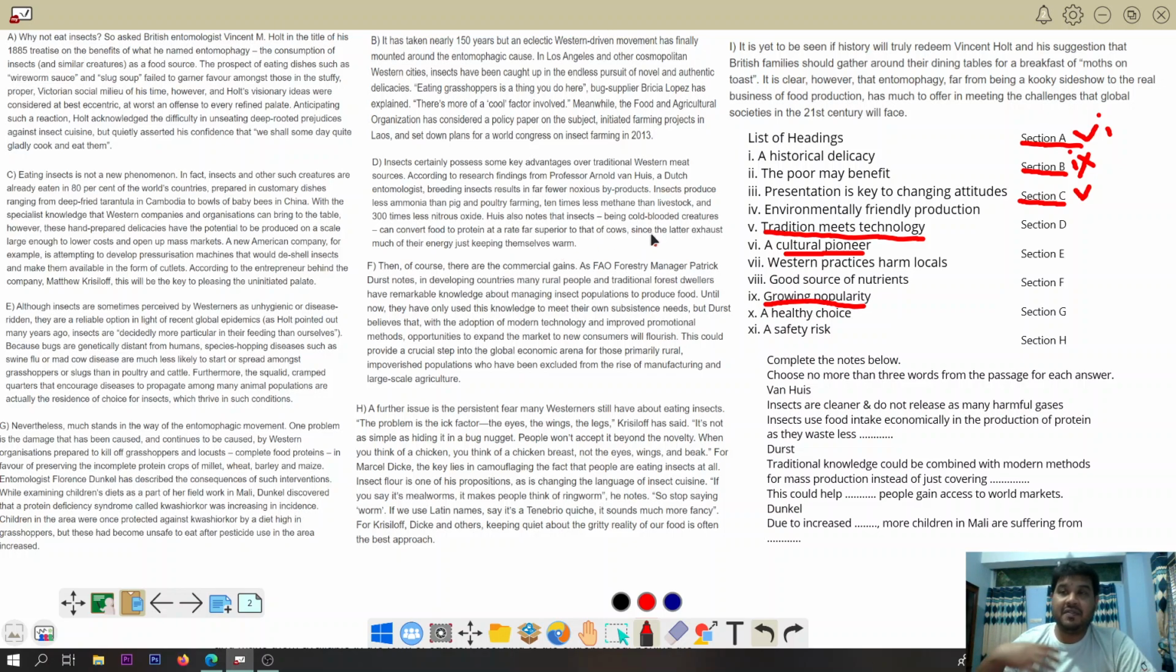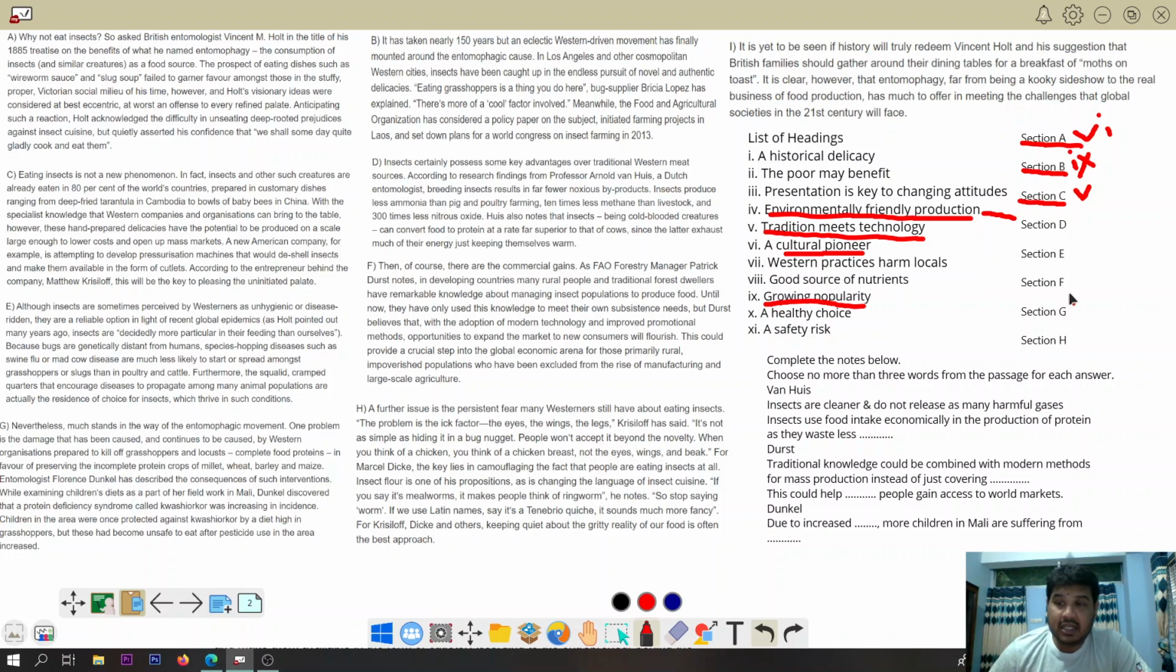So again, we become sure that they are talking about something related to the environment. In this paragraph, the writer is trying to show how insects are environmentally better than other formal sources of meat, because it says Western meat. So here we can find something like environmentally friendly, and we can see that it says environmentally friendly production. That is a good fit for section D.